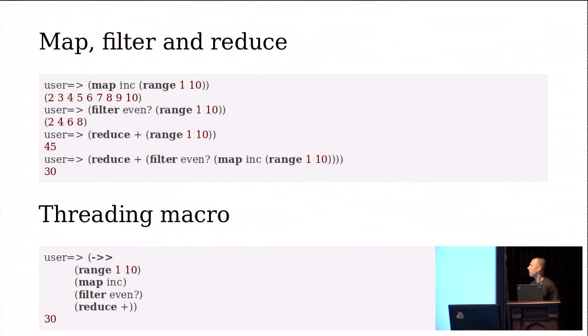Here are examples of the map, filter, and reduce functions. In each case, we are generating a range of numbers at first. For the map function, we are incrementing each number. For the filter, we are looking for a list of even numbers. And for the reduce function, we are summing the numbers once again.